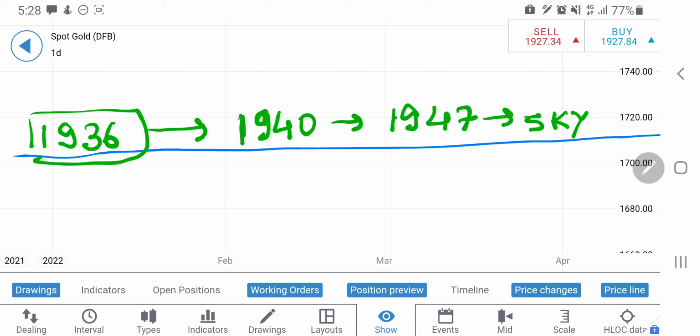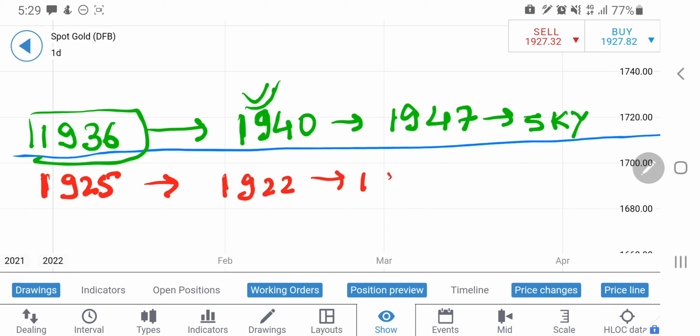Any move beyond 1940, one can remain long for the entire week. Once it breaks 1940, definitely one can remain long for the entire week. One can expect it to rise strongly on the upside. At the same time, right now it looks like it may try to break on the downside. So if you see it trading below 1925, one can take a short entry. The resistances here are very nearby: 1922, 1920 and 1918.